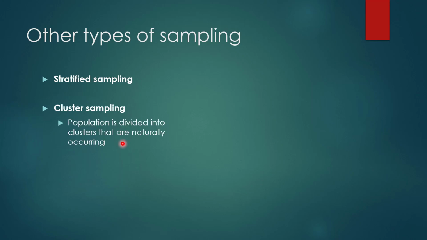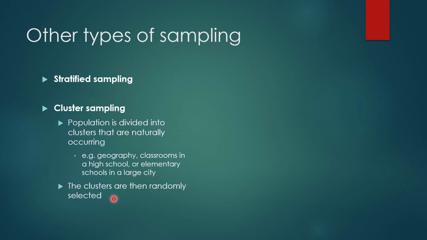So here the population is divided into clusters, again, that are naturally occurring. This might be something like geography, classrooms in a high school, or elementary schools in a large city, something like that. And then the entire cluster is randomly selected.